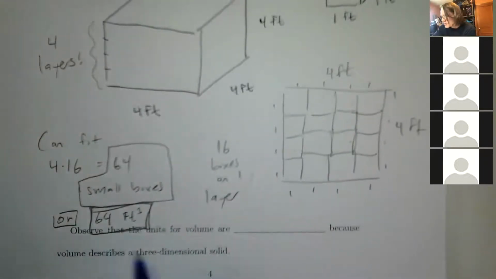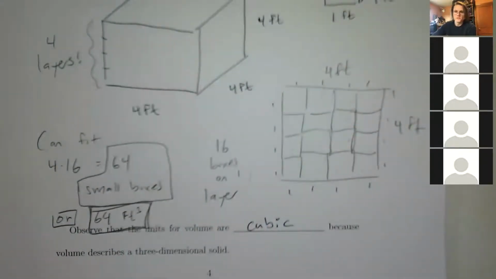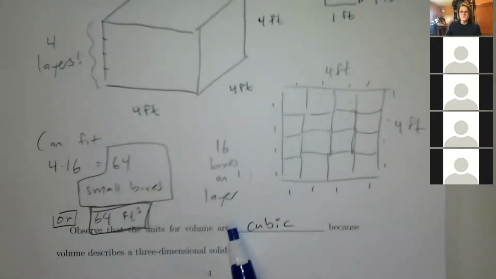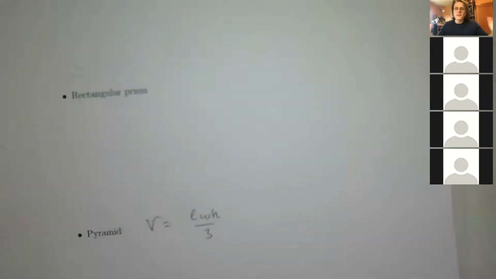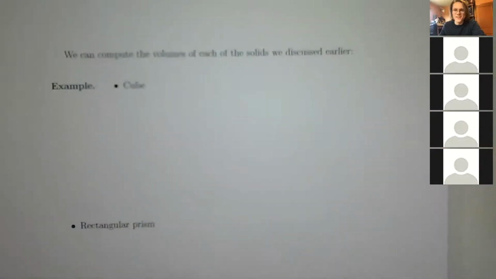Down here I say, observe that the units for volume are cubic, because volume describes a 3-dimensional solid. So when we did areas, we were talking about squared things because we were talking about 2-dimensional objects, right? They had length and they had width. In 3 dimensions, we talk about objects which can be measured in 3 dimensions, so length, width, and height now. And so our units in volume terms will always be cubic: feet cubed, inches cubed, meters cubed, whatever. Questions there? All right.